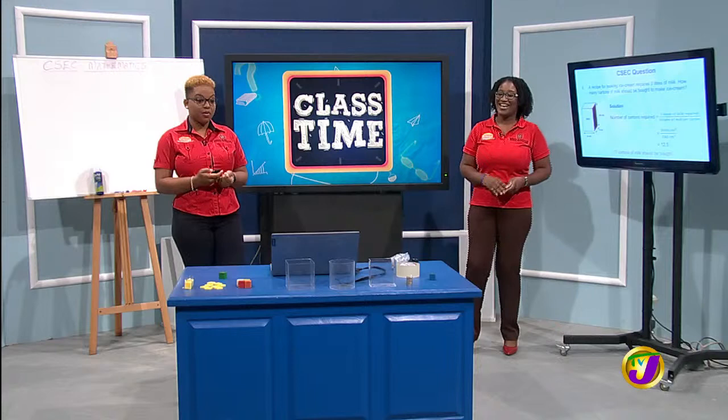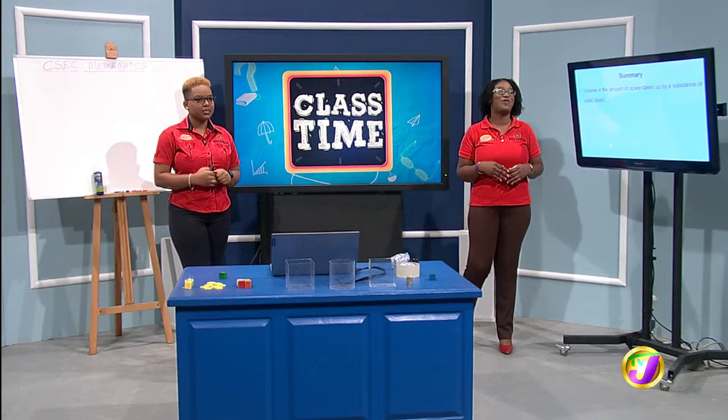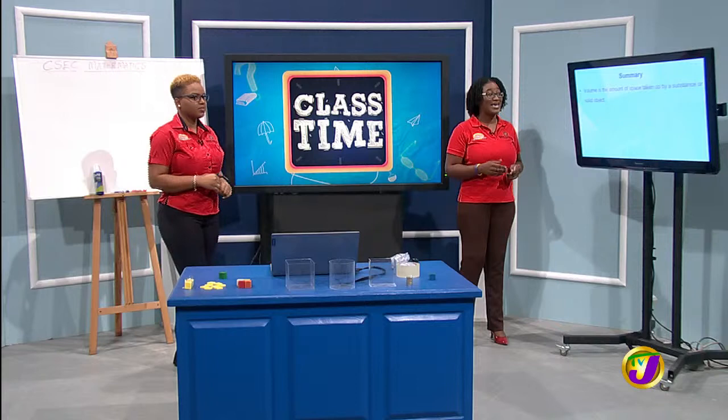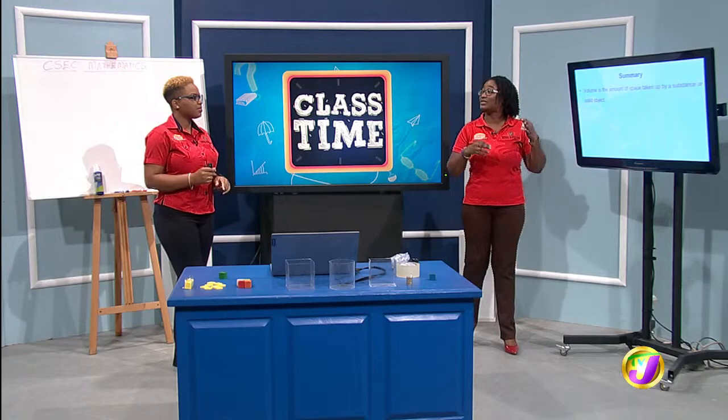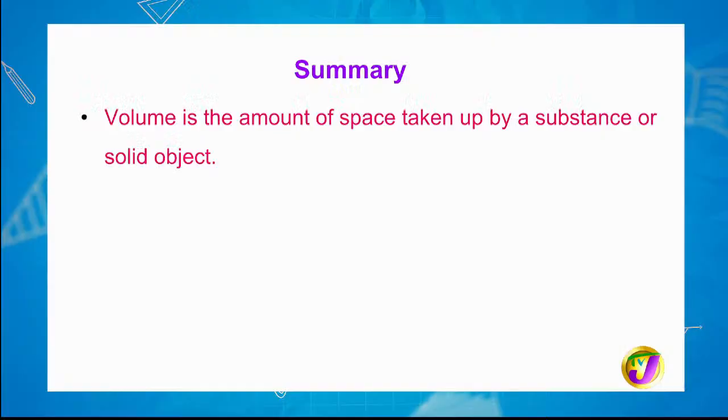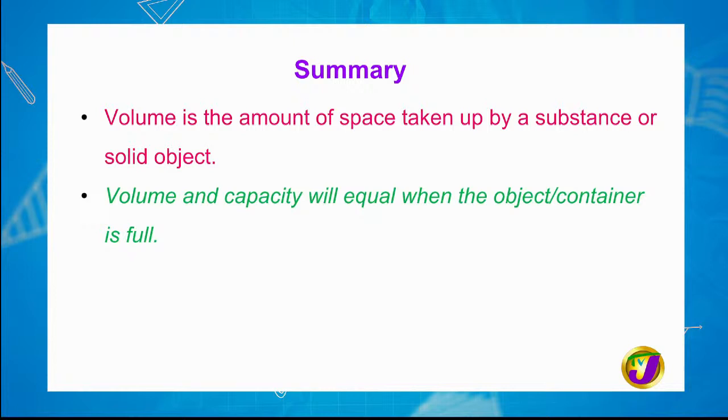All right, so let's wrap this up with a quick summary of what we looked at today. We mentioned in our lesson that volume is the amount of space taken up by a substance or solid object. That's important. And capacity refers to how much that container or object can hold. And then we said the volume and the capacity will be equal when the object or container is filled to capacity. All that it can hold is in there.